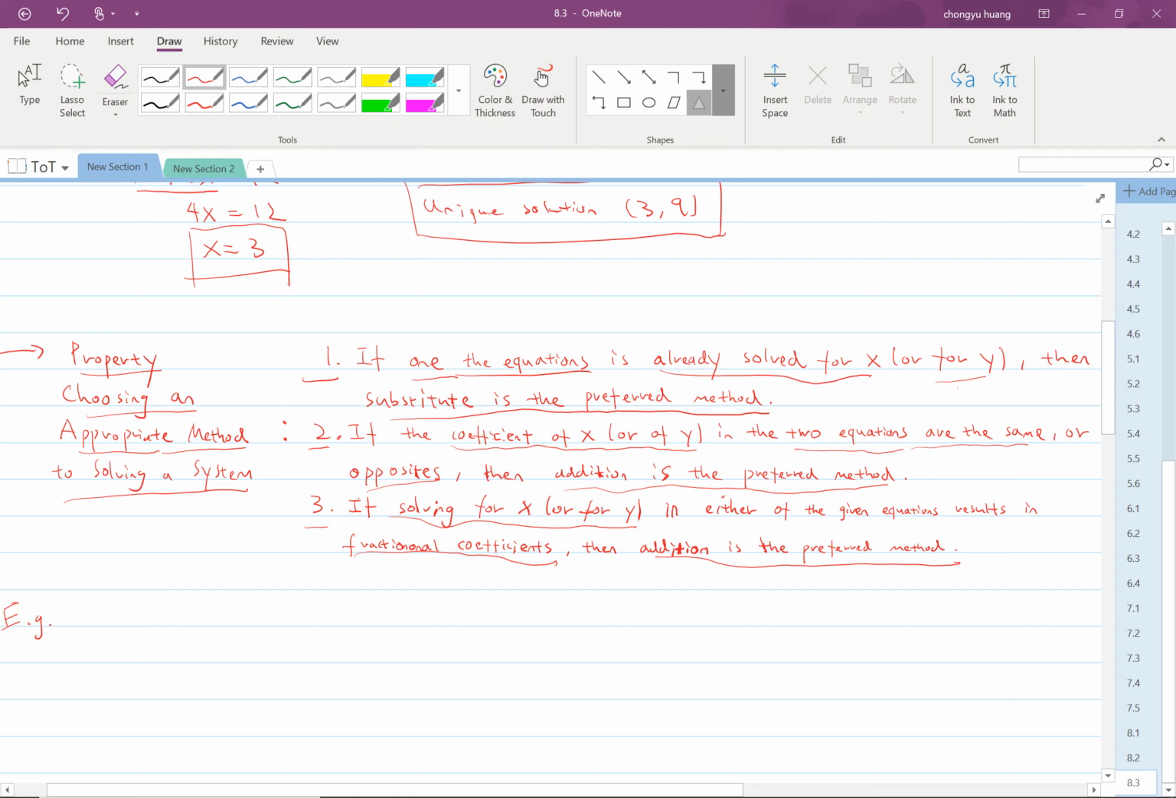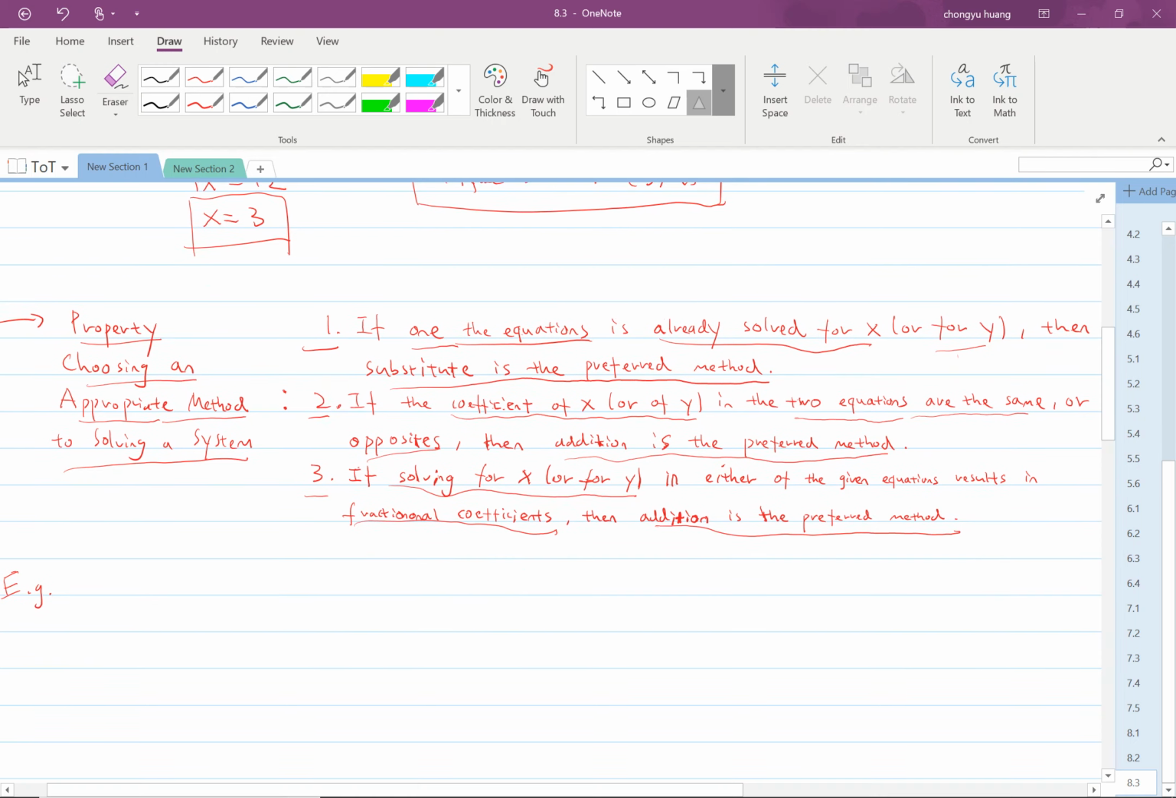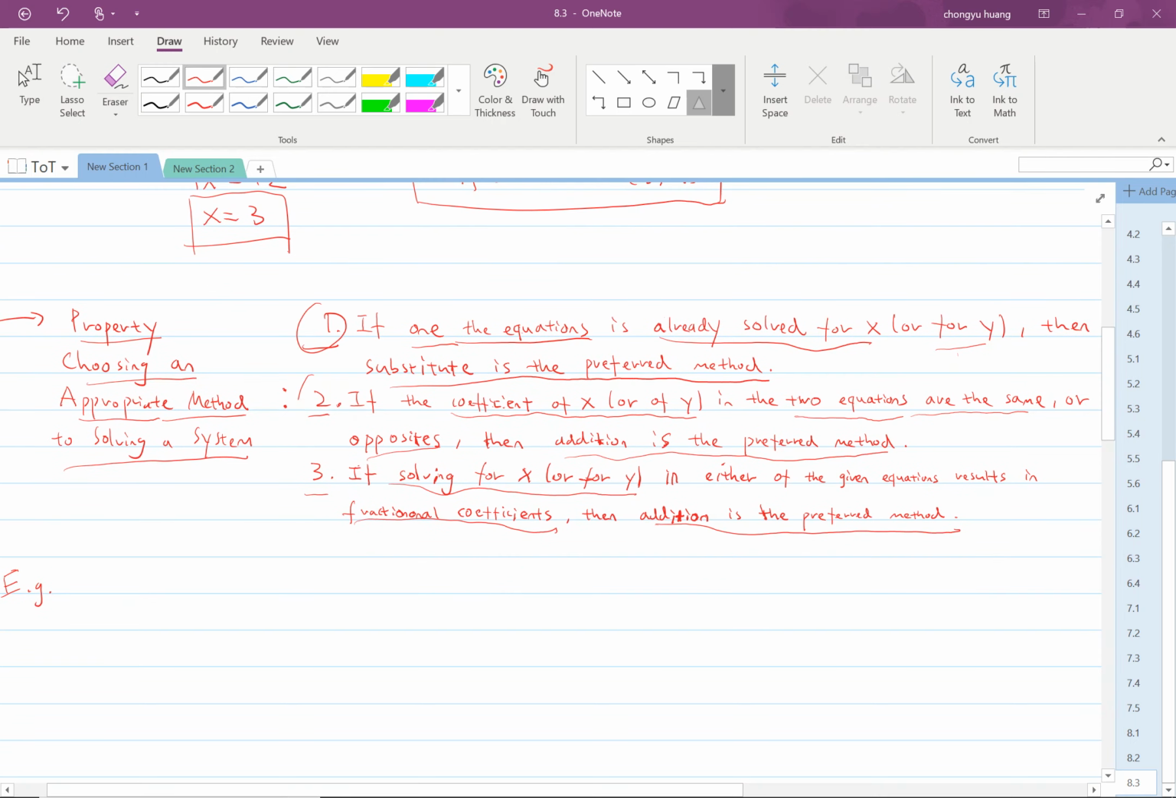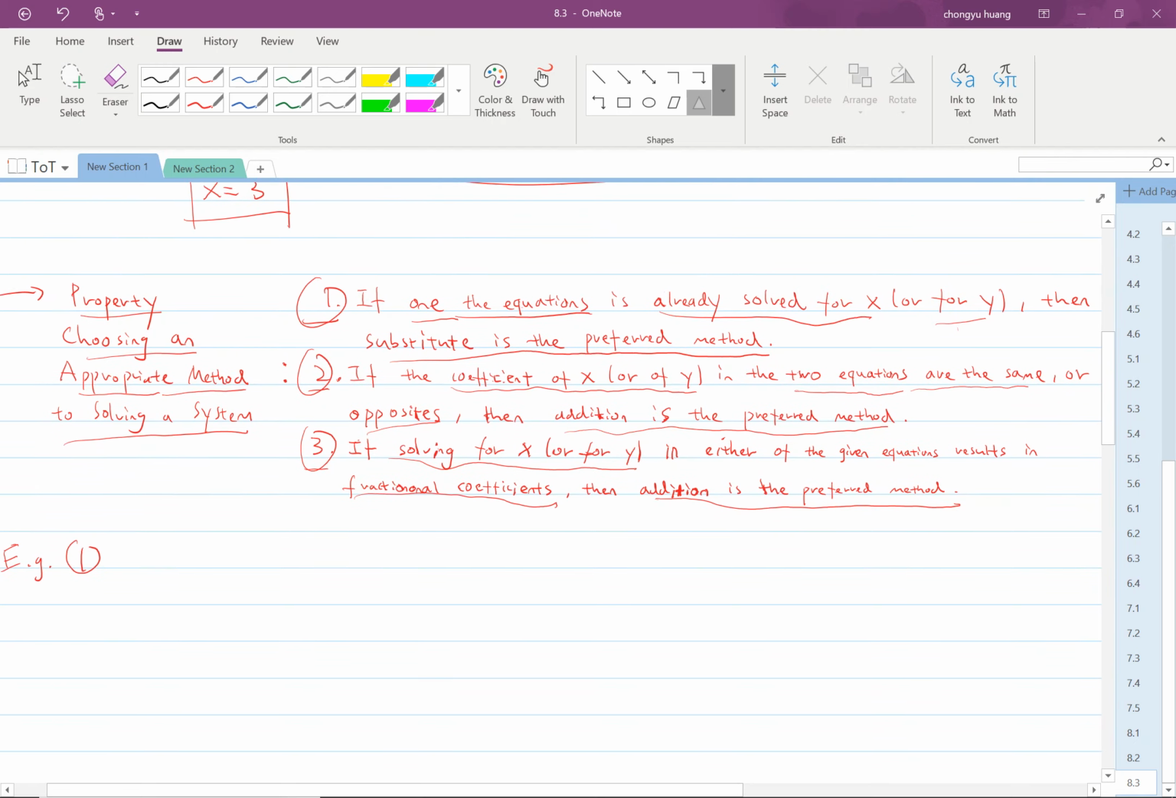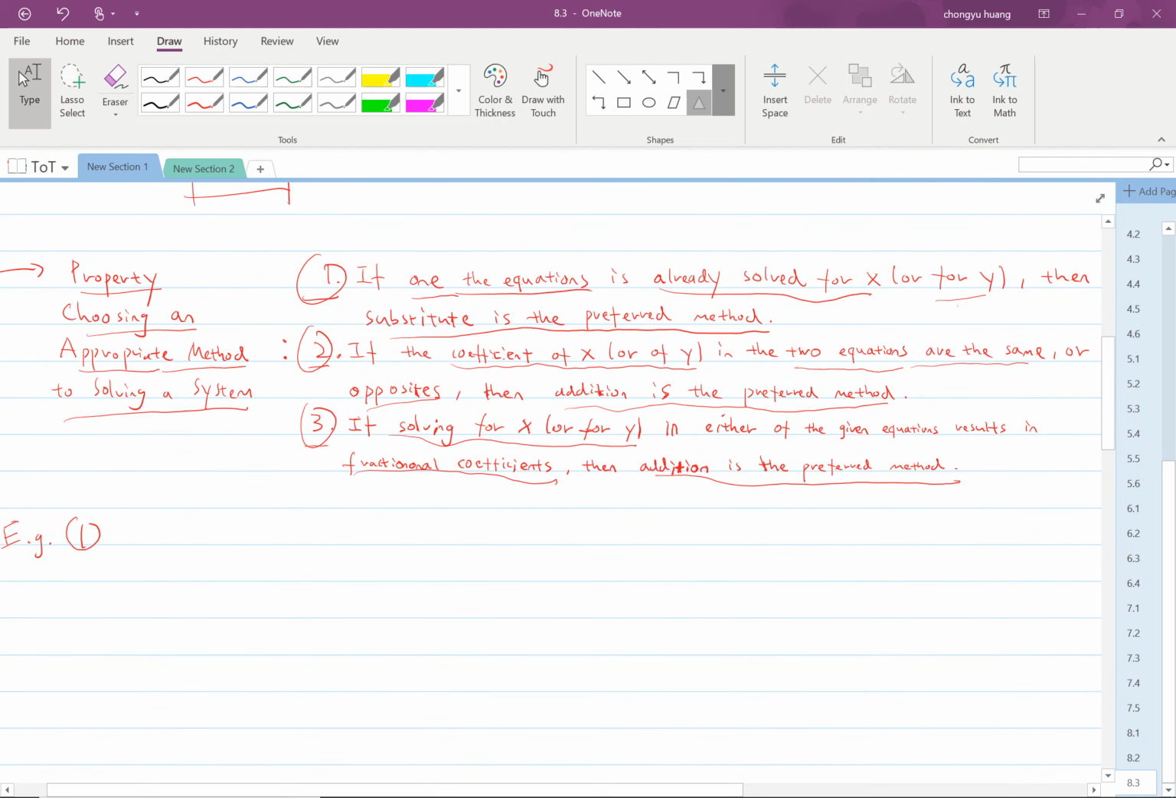Okay, so let's actually explain each of them. So 1, 2, 3. I will explain the first one first. The first one says if one equation is already solved for x or for y, then substitution is the preferred method. So all that means the equation looks something like this.